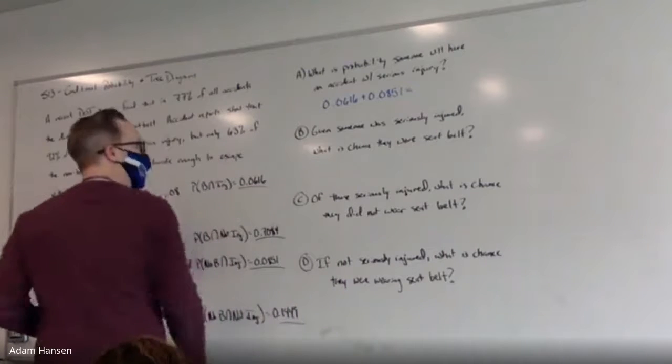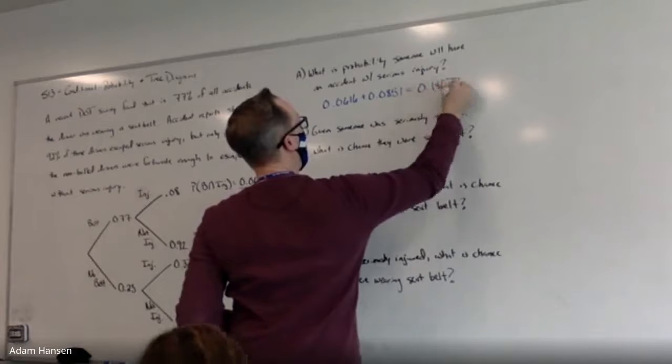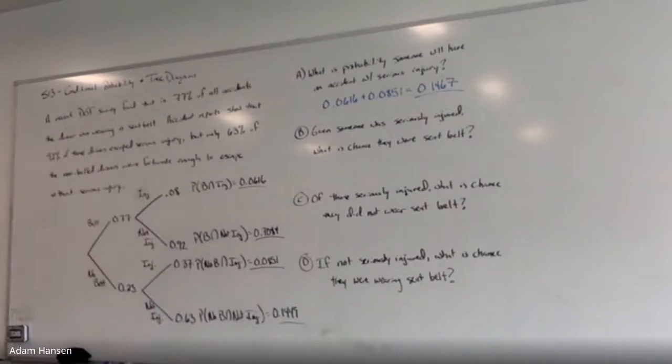I get 0.1467. There's about a 14 or 15% chance that you're going to have a serious injury if you get into a car accident, whether wearing a belt or not.